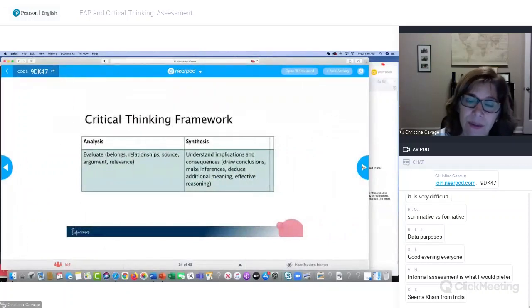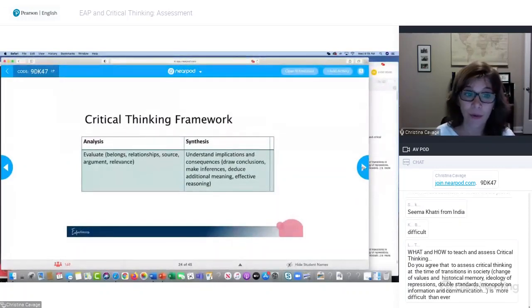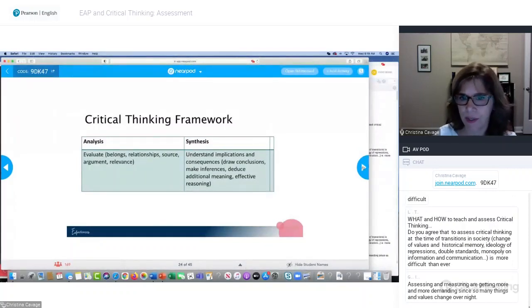So when we think about the critical thinking assessment, we have to think about the framework. And when I say framework, this is the foundation of how we would develop any assessment, whether it's formal or informal, when it comes to critical thinking. And so really it comes down to two things. We can really break it down in two ways: analysis and synthesis. Okay, so let's talk a little bit about the analysis.